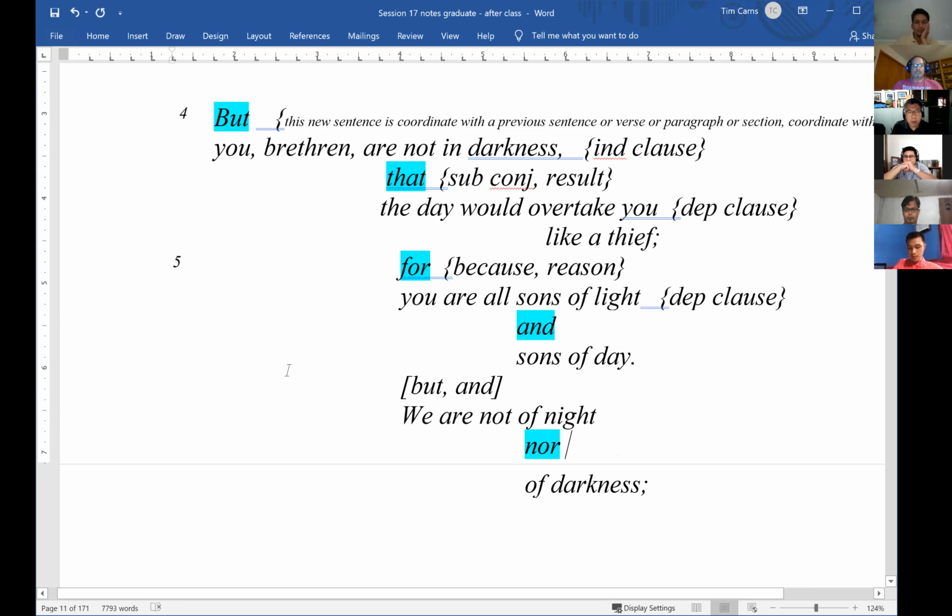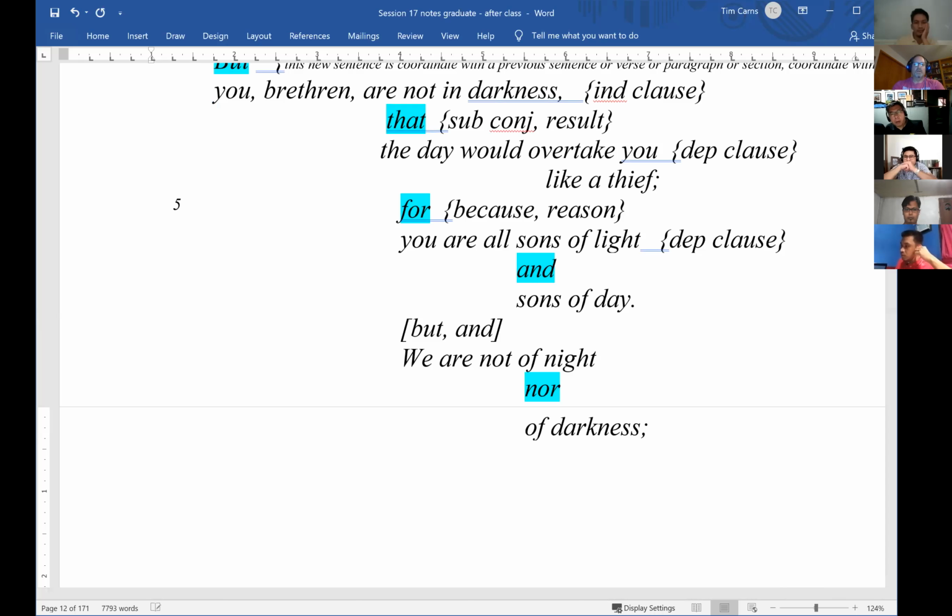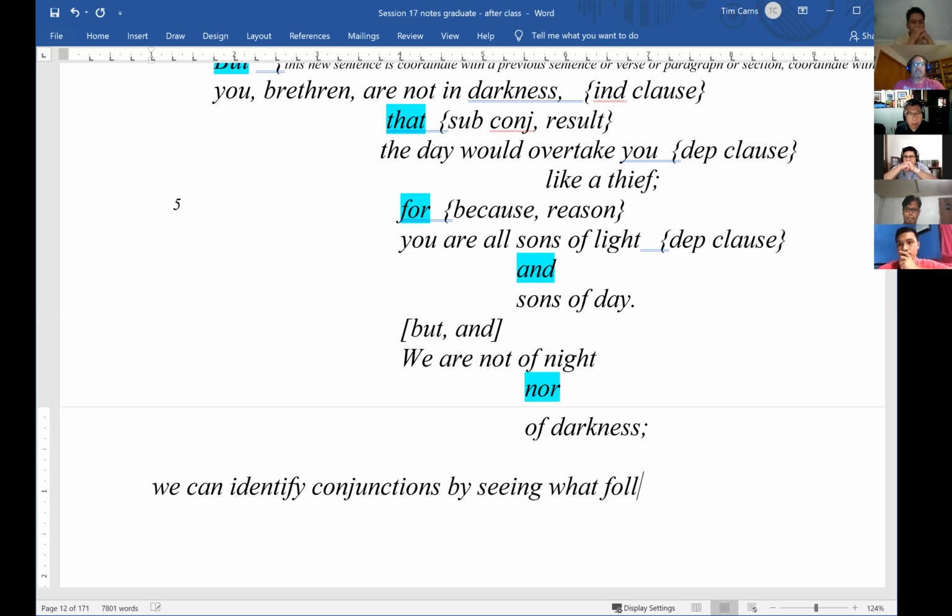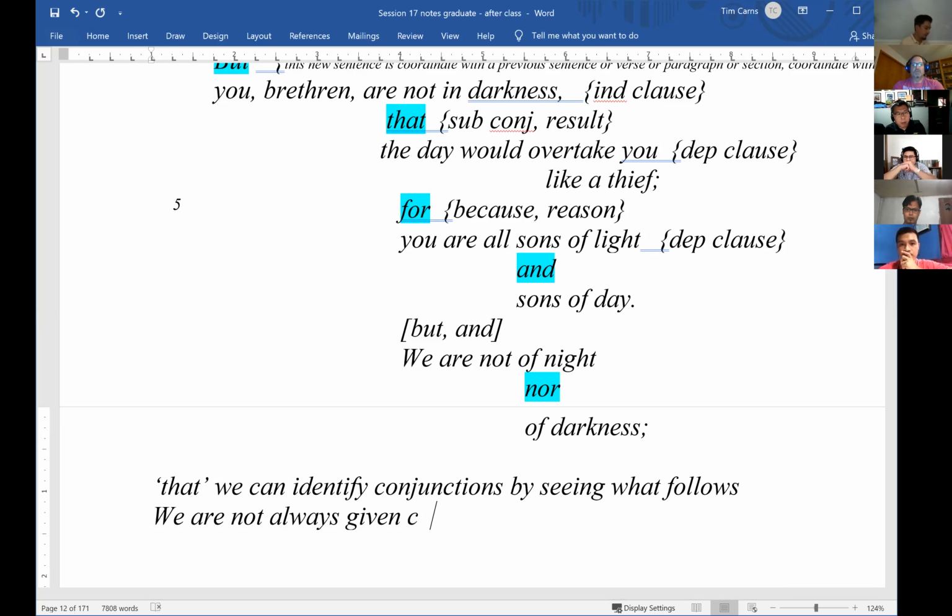Okay. So the takeaways here are, again, we can identify conjunctions by seeing what follows. And that's how we figured out the word "that." And a second one is, we are not always given conjunctions, or I'll just say connector words, for every clause or phrase, as we see from the example, "we are not of night."